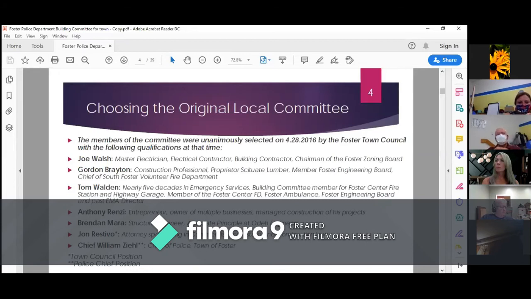So Gordy Brayton, obviously, is a construction professional, proprietor of Situate Lumber, member of the Forster Engineering Board, chief of the South Forster Volunteer Fire Department, and 100 other things that could probably go on forever. Tom Walden over there in the back in the blue shirt has nearly 5 decades. Now keep in mind, this is previous. You're going to get to it and it's going to say over 5 decades. Don't get mad at me. So nearly 5 decades in emergency services, building committee member of the Forster Center Fire Station, Highway Garage, member of the Forster Center Fire Department, Forster Ambulance, Forster Engineering Board, and past EMA director.